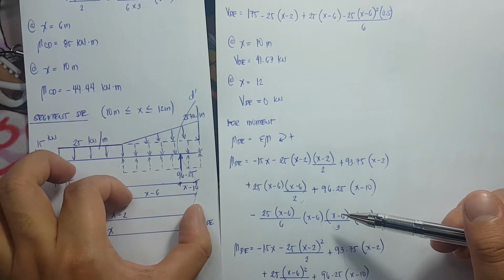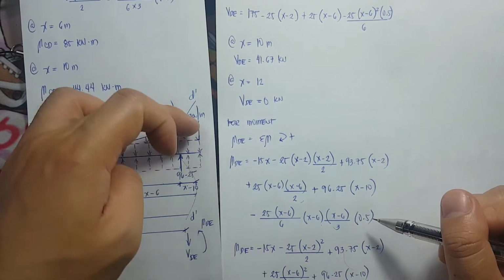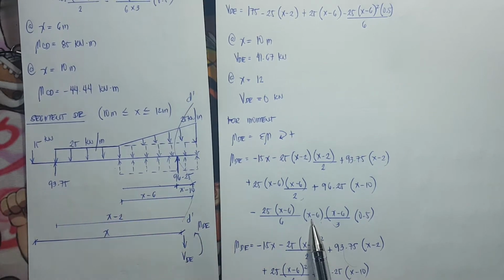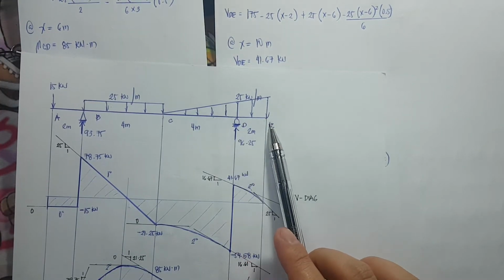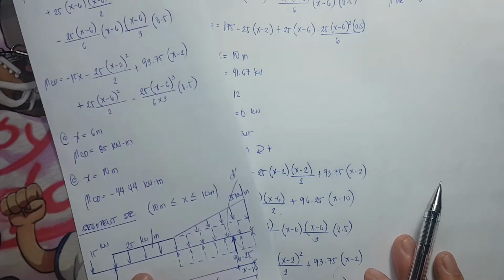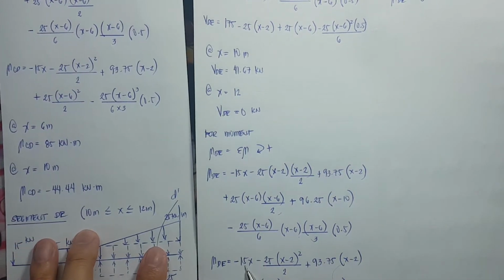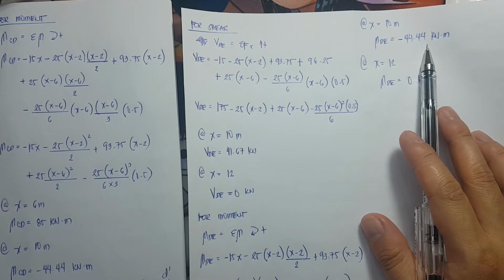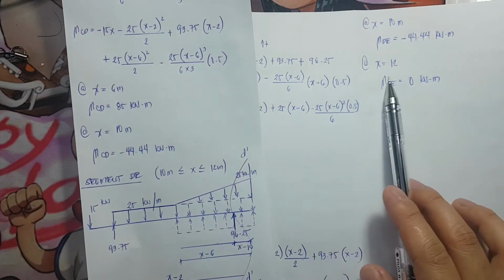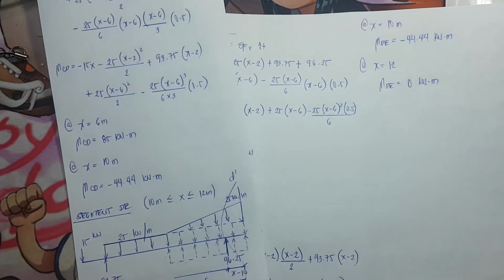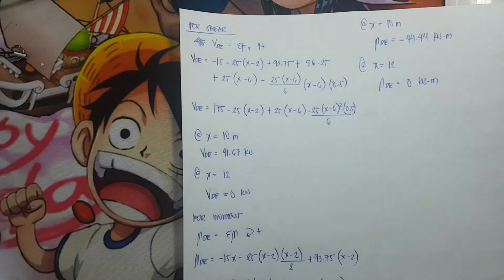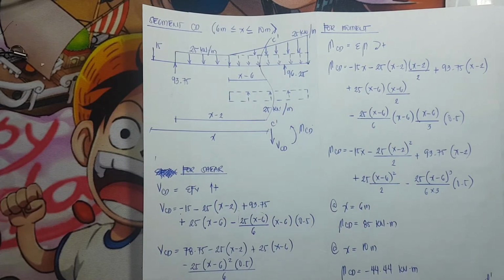So, that is 1/3 of x minus 6 times 0.5 since it is a triangular load. So, this is now my moment equation for segment DE. Again, it is just for segment DE. Now, substitute the value at x equals 10. The moment DE is equal to negative 44.44 kilonewton meter. At x equals 12 meters, the moment DE is equal to 0 kilonewton meter. So we are now ready to draw our shear and moment diagram with those values.